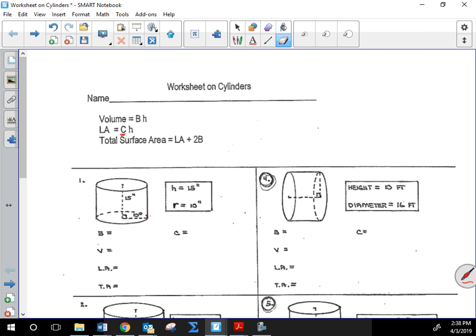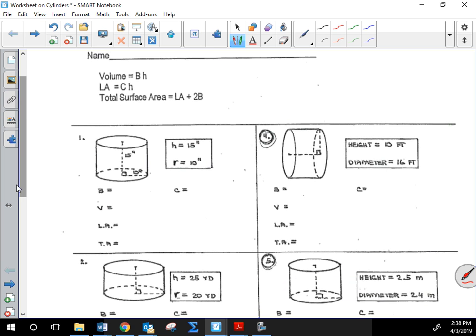So now we get to have some pies. Let's just do number 1. Alright, they give us our height is 15 and our radius is 10. So area of the base. What is the area formula for a circle? Pi r squared. So what's our area of our base? 100 pi. And what are our units? Inches squared.